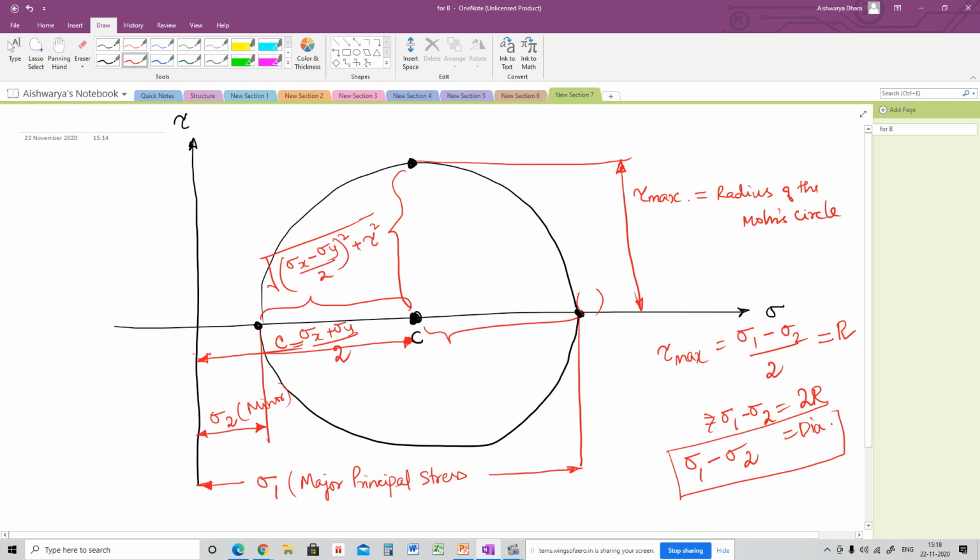Can I say? See this graphical representation. From here to here is sigma 1. If I subtract sigma 2, will I get my radius?